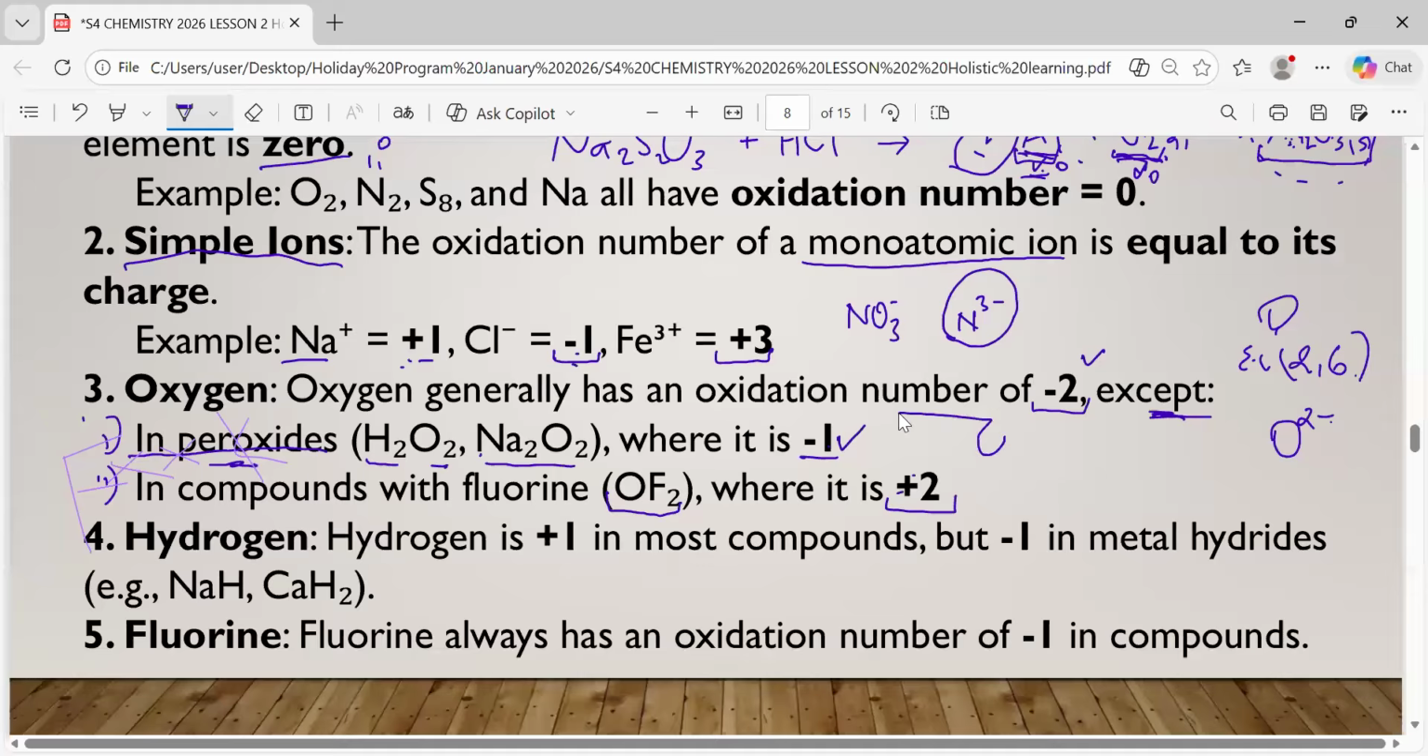But normally, in other compounds, apart from these two, it is always -2. I believe that one is clear. We shall be able to see how we can calculate the oxidation number of something that we don't know. Now we have other elements. These are elements that they are bringing out, which are exceptional, while other elements move along with the others in those general points that we have given.